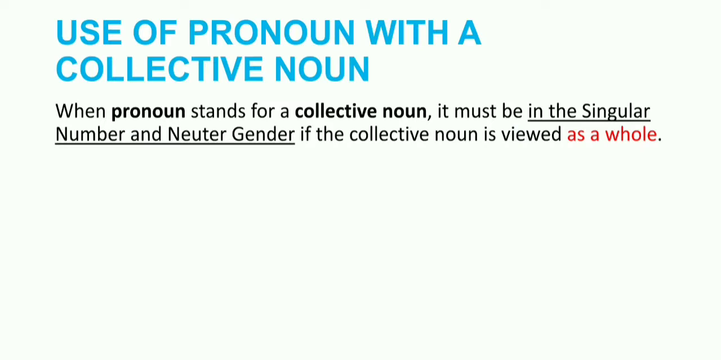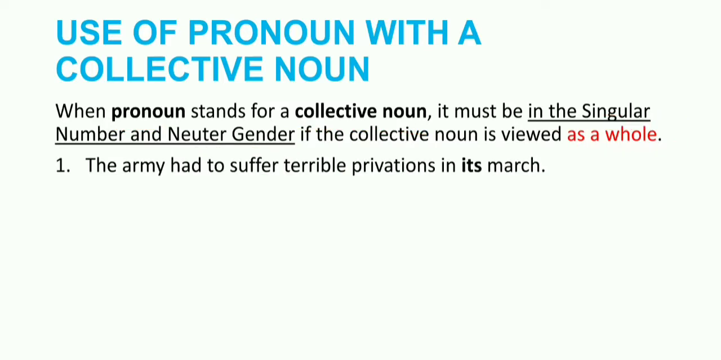The first usage is when a pronoun stands for a collective noun, it must be in the singular number and neuter gender if the collective noun is viewed as a whole. So the statement is saying that the pronoun used for a collective noun will be of singular number and neuter gender if the collective noun is taken as a whole. How? Now we have the example.